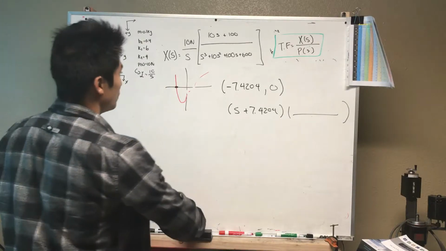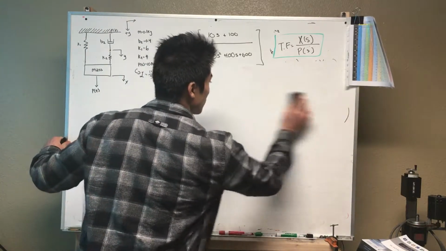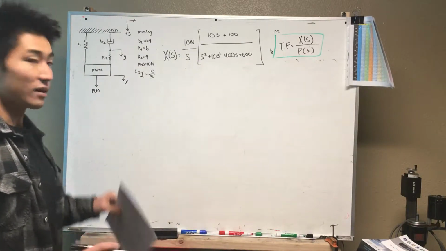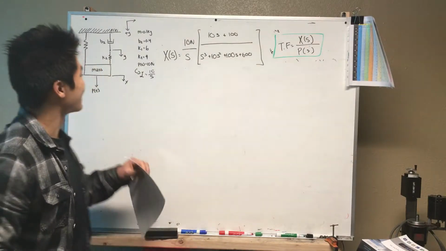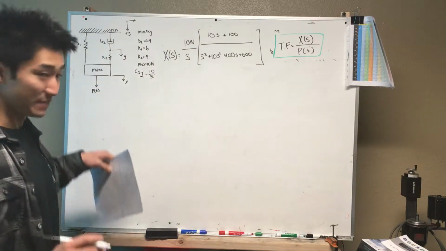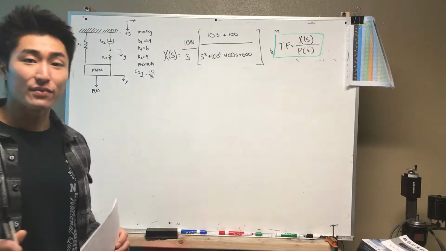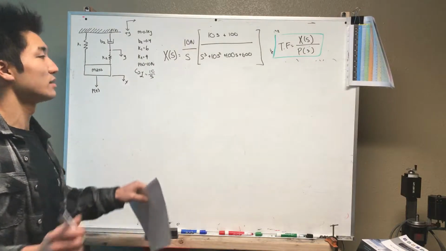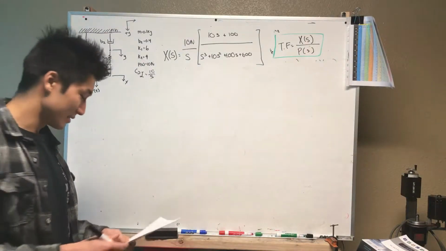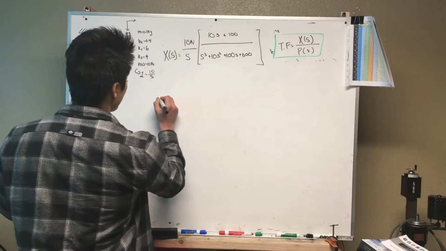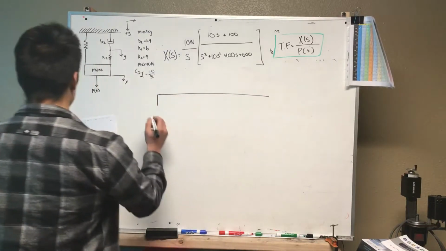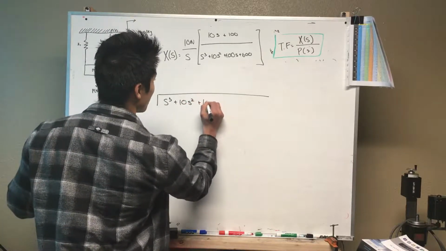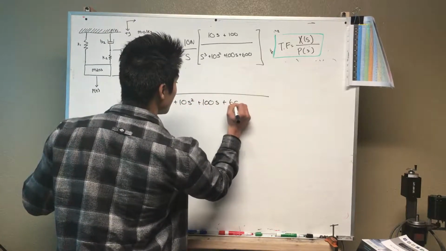And what I'm going to do now is long division. So this is why I like this problem here, because it's going to tie in a lot of common mathematical toolboxes that you can use to solve a problem like this. So what I'm going to do, we have s cubed plus 10s squared plus 100s plus 600.